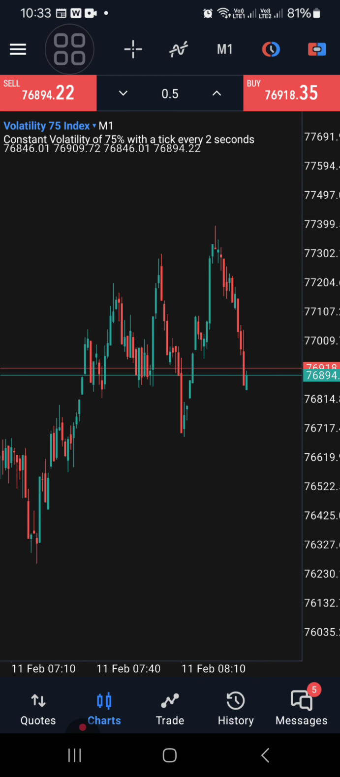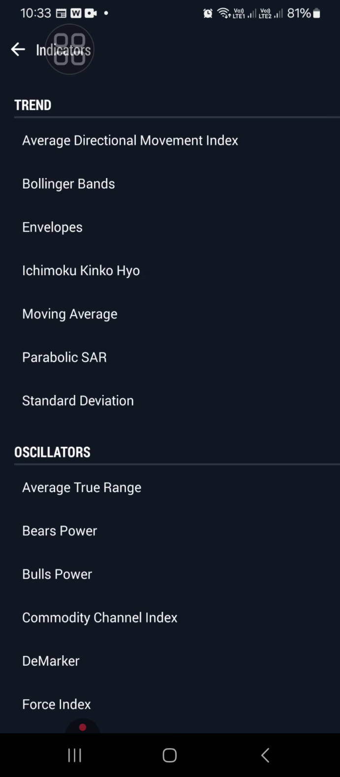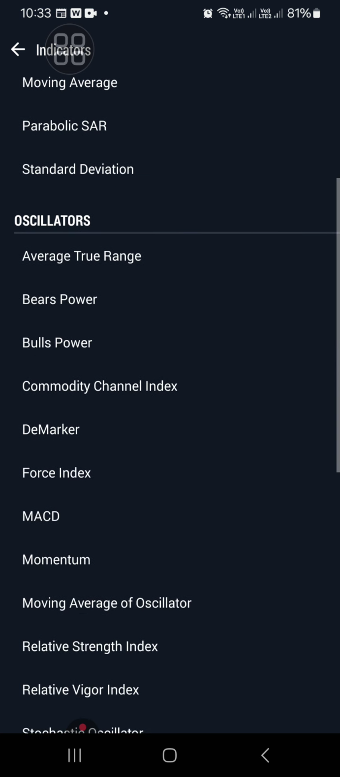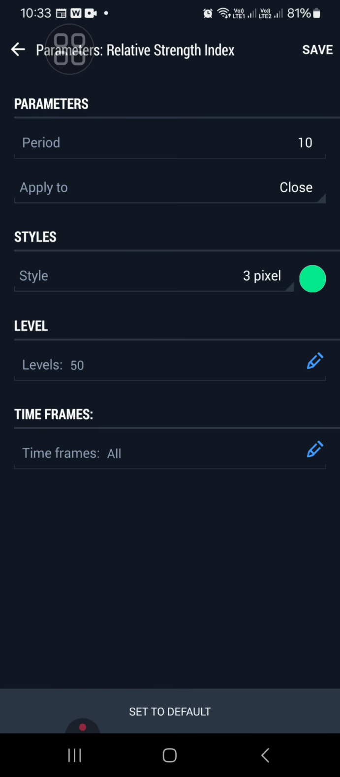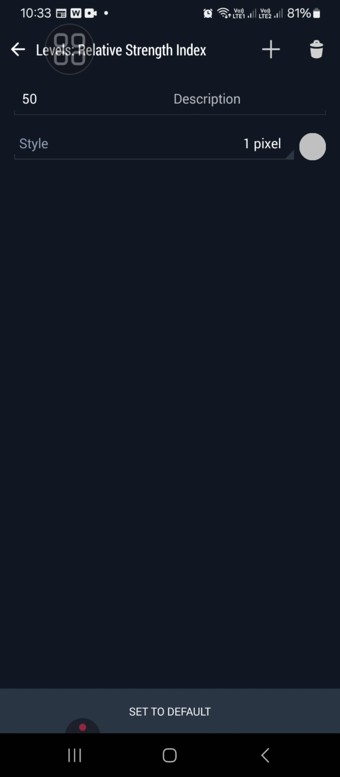Okay guys, let's quickly look at how this strategy works. I'm gonna start with inserting indicators, starting with the RSI. You come here under latest, and click on the RSI. The RSI will have a period of 10, apply to close, then the style is gonna be line, and it will have a level of 50.